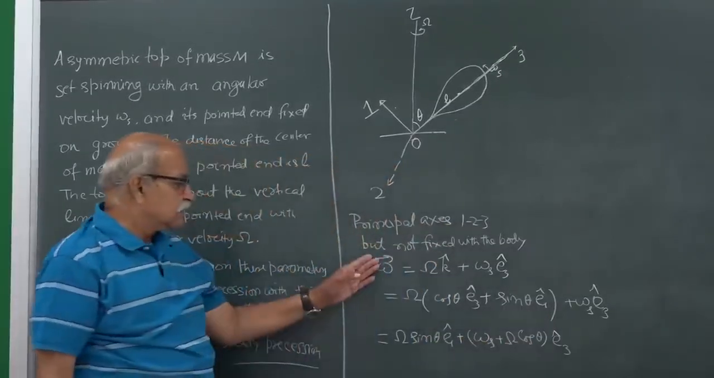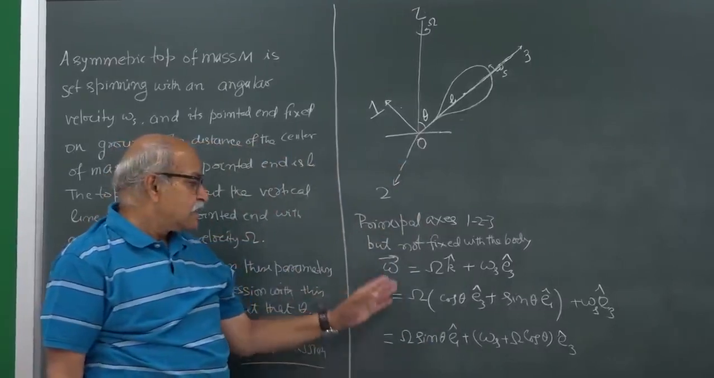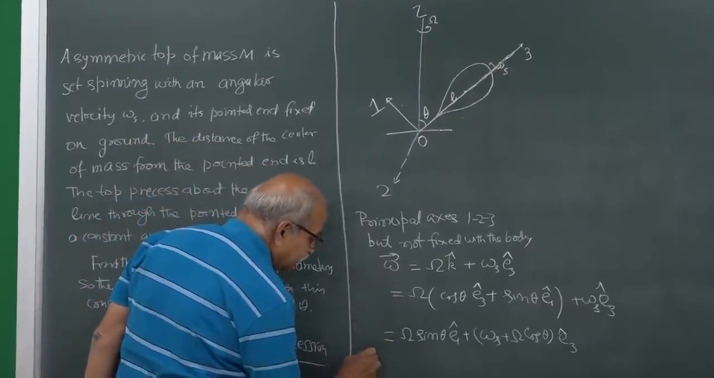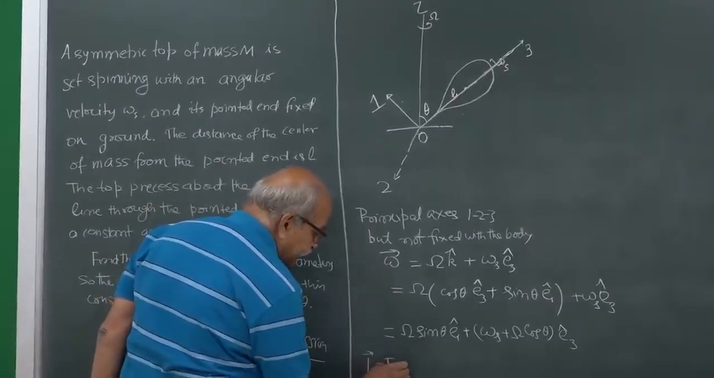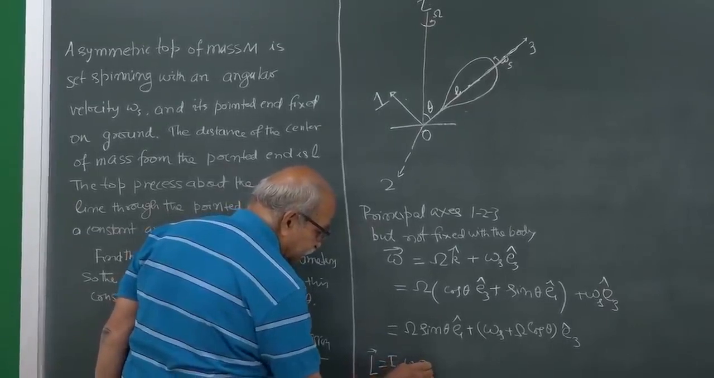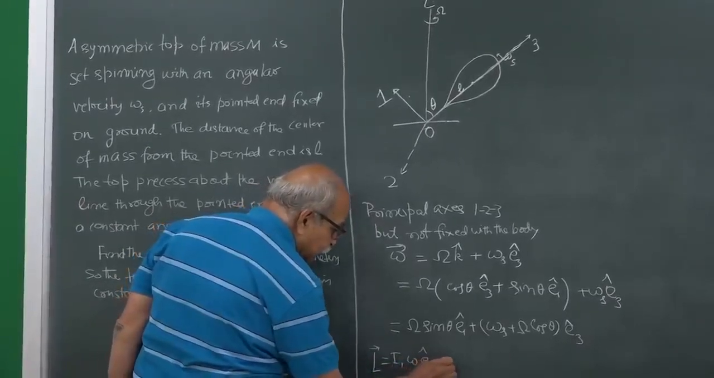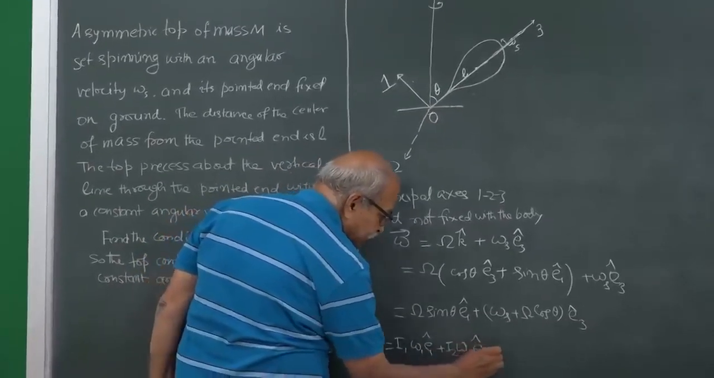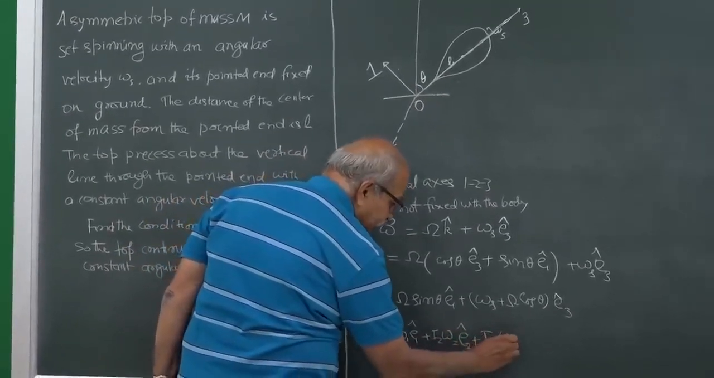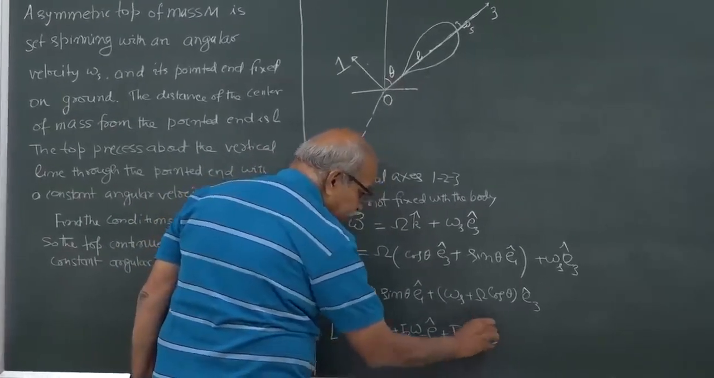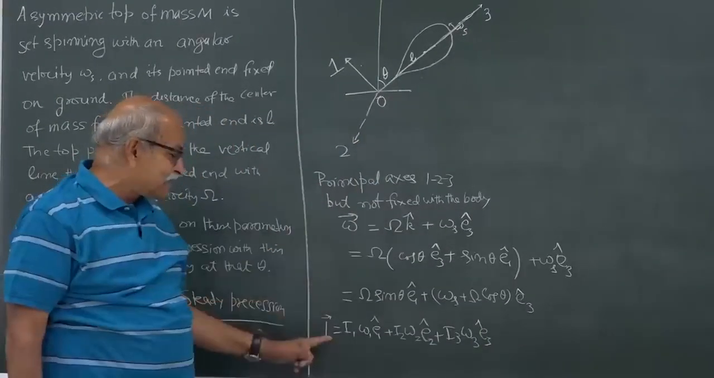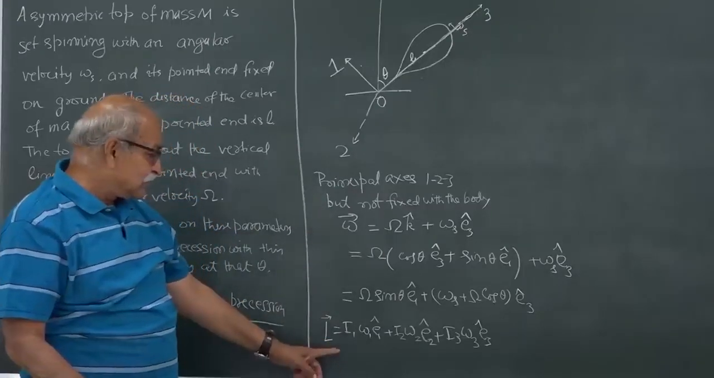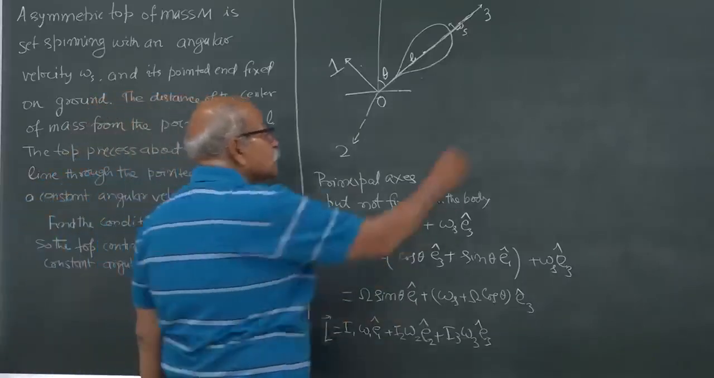So, that is what this omega is, and you write what is the L vector, the angular momentum vector. It is I1 omega 1 E1 cap plus I2 omega 2 E2 cap plus I3 omega 3 E3 cap. Since these are principal axes, I can write it this way, otherwise that 9 component matrix will be needed.